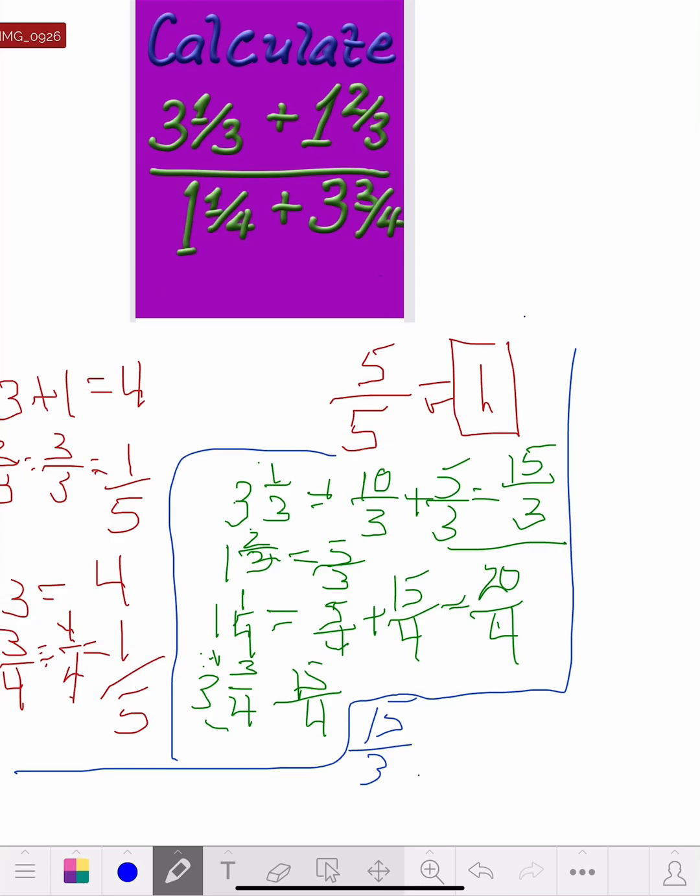Now we keep, change, flip. It was a division sign, so now it's going to be a multiplication. So we flip it, we put the 4 on the top and the 20 on the bottom. So 5 will go in this 3 times, 5 will go in this 4 times. Equals 12 over 12. Equals 1. So no matter how I did it, I still come up with 1.